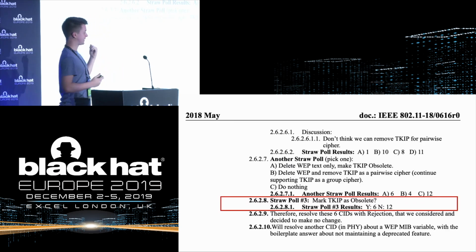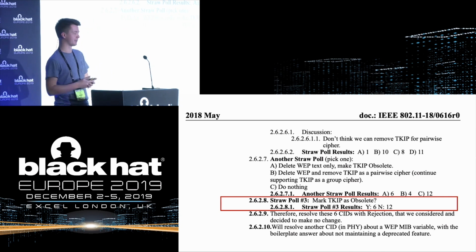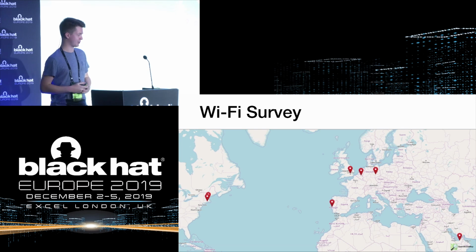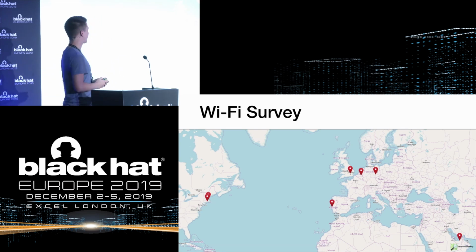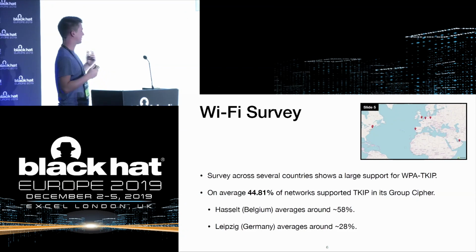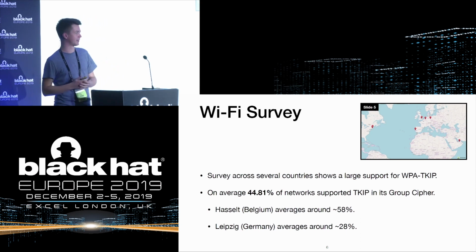So in May 2018, just last year, TKIP was still not marked as obsolete. Even at the time, the protocol was already 15 years old, and WPA3 was about to be announced. So with some Wi-Fi surveys we did in a bunch of different countries, we came to the realization that it's still used in almost 45% of all the networks that support encryption. And that's a very large number. Still, 16 years after its release, it's still used this much.